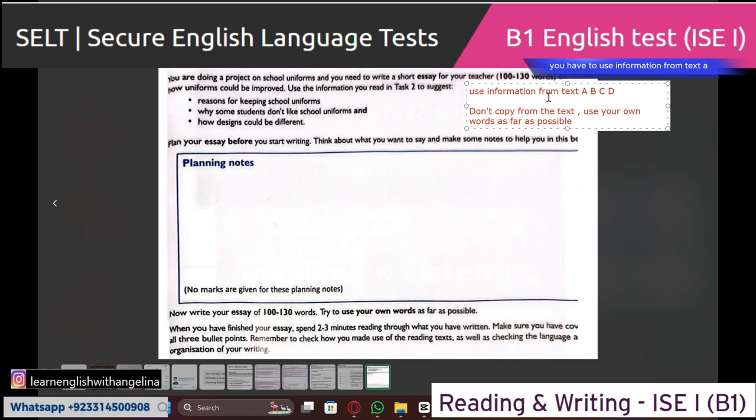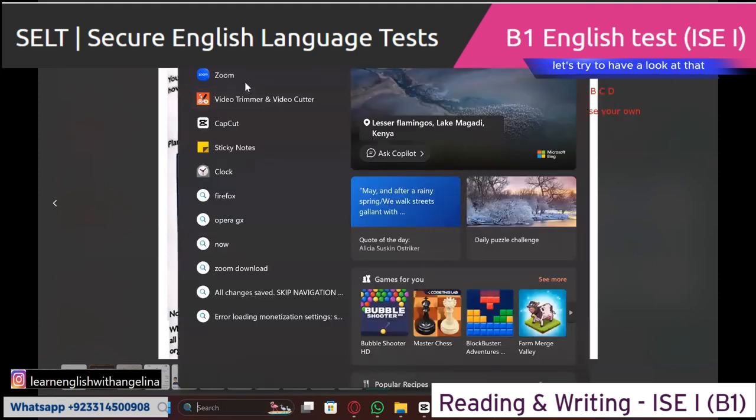You have to use information from text A, B, C, and D, because that's the way this task is done. People who do not have understanding of the text can never complete this task, isn't it? So that's why it's called reading into writing. That's why it's not called independent writing. It is absolutely connected with what you have read in the text, right? So please do not make this mistake of writing it on your own. There's no need. Now how would we start? How would we end? Let's have a look at that.